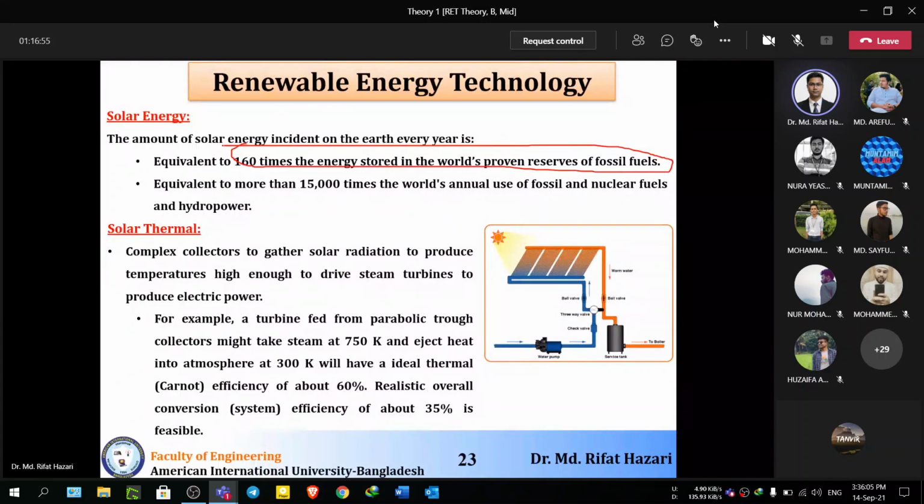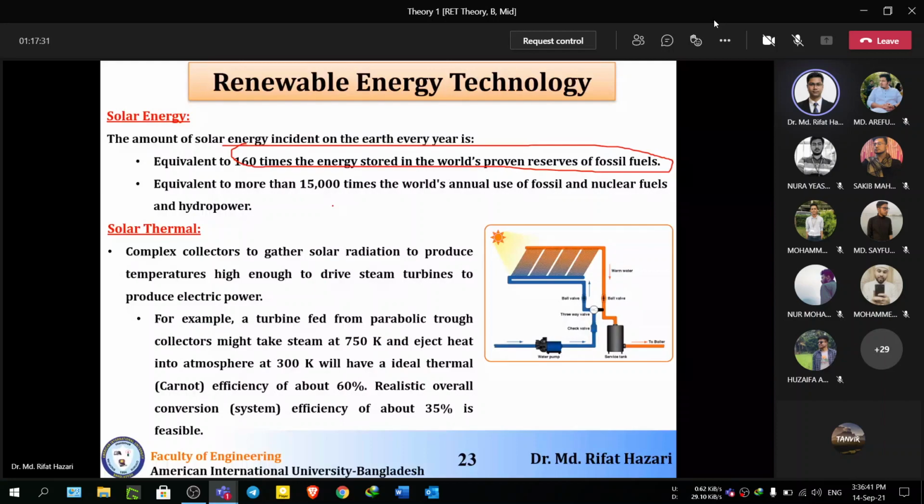Isn't it a huge amount? It's a very huge amount, right? 160 times. Also, if you consider all your fossil fuels, nuclear fuels and hydropower, and multiply that total consumption amount by 15,000 times, this amount of energy is present in the sunlight. So you have around 160 times the total fossil fuel that you have, and you will get around 15,000 times the total energy that you are consuming from fossil fuel, nuclear fuels, and hydropower. So it's a very huge amount.